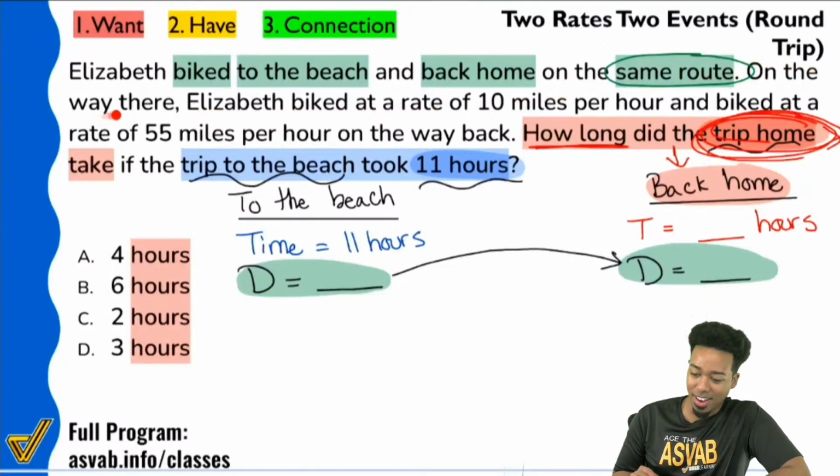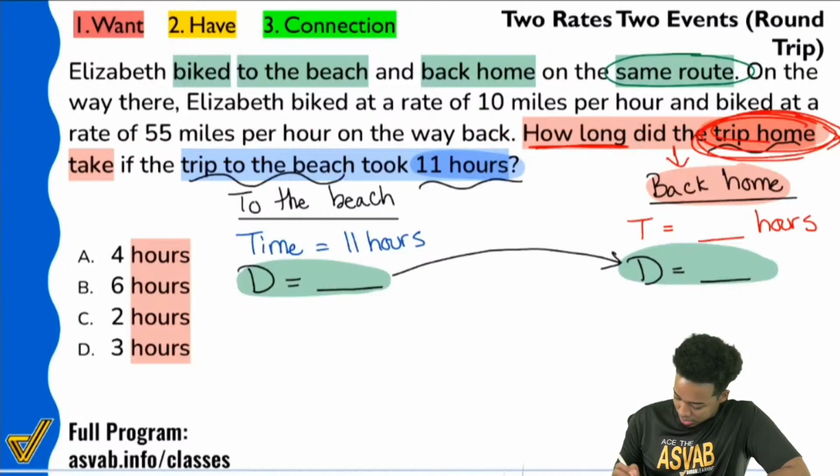So look, on the way there, it says Elizabeth biked at a rate of 10 miles per hour and biked at a rate of 55 miles per hour on the way back. So if we take a look here, let's write that down. It says 10 miles per hour. So everybody, this 10 miles per hour, should we mark that as to the beach or back home? What should we plug in?